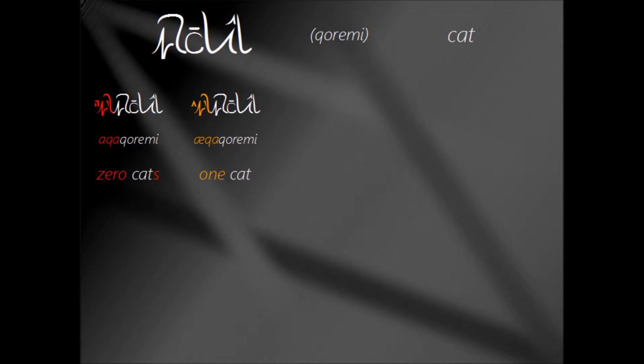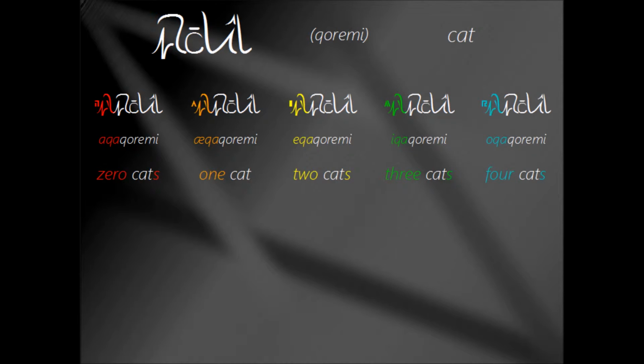In video 7, we tackled the difference between singular and plural in Ælis. The easiest way to pluralize is to simply prefix one of the cardinal numbers. Koremi means cat, aka koremi means 0 cats, aika koremi means 1 cat, eka koremi means 2 cats, and so on.